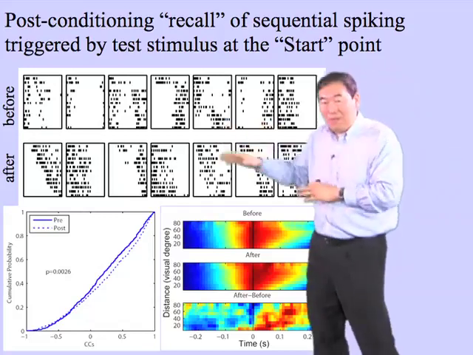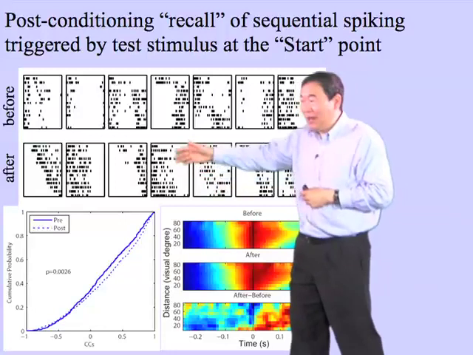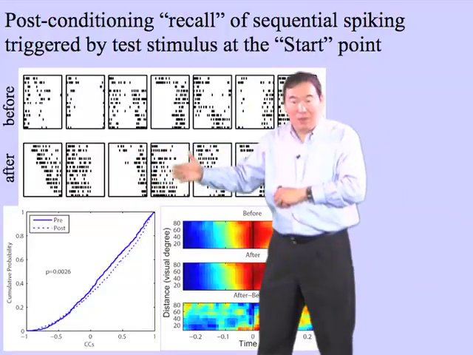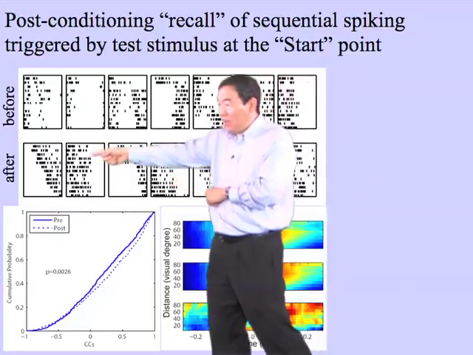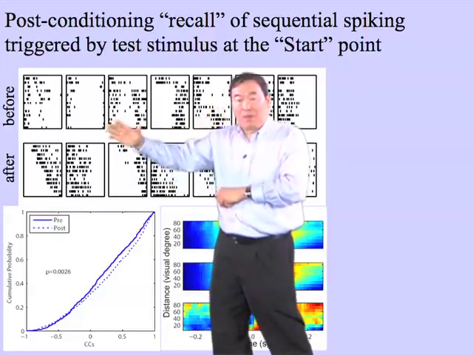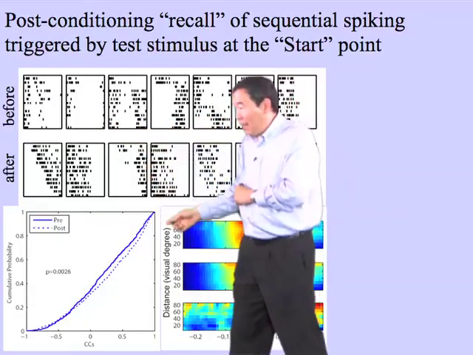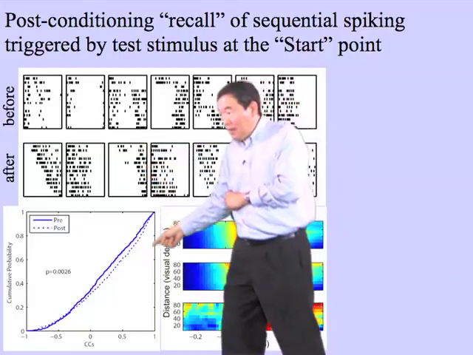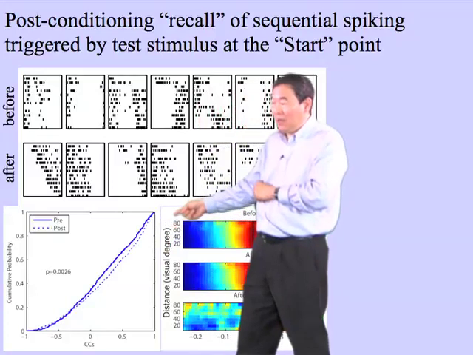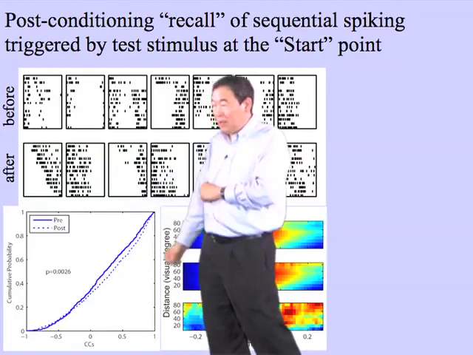Now one can do a much more elaborate analysis of the sequential firing by doing the correlation analysis to see how the so-called Spearman correlation coefficient, how the sequence of firing correlates with the sequence of positioning of the receptive field. And that correlation shows a clear increase, a statistically increased correlation coefficient after training, conditioning.